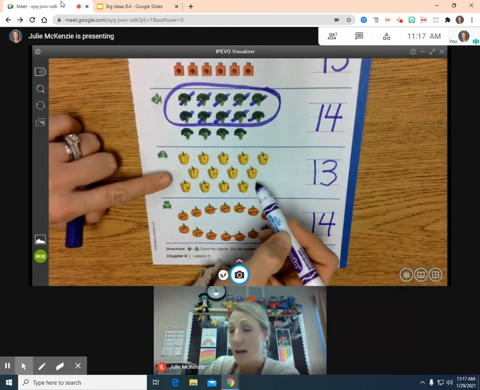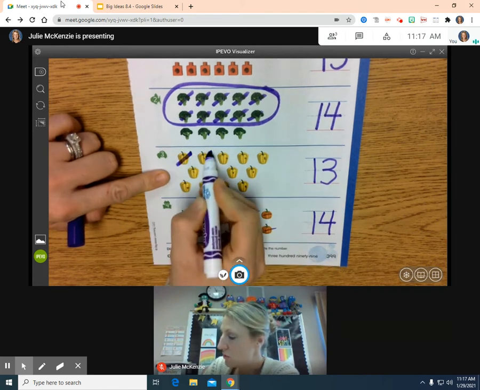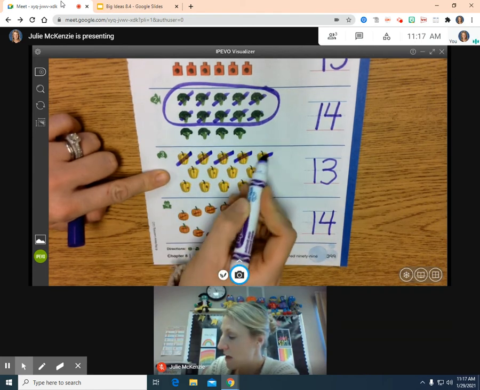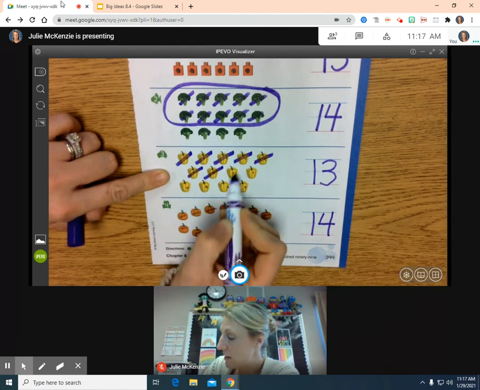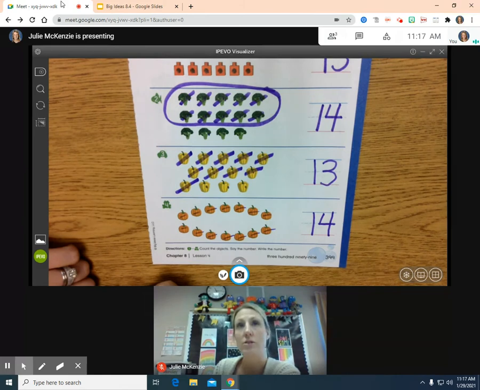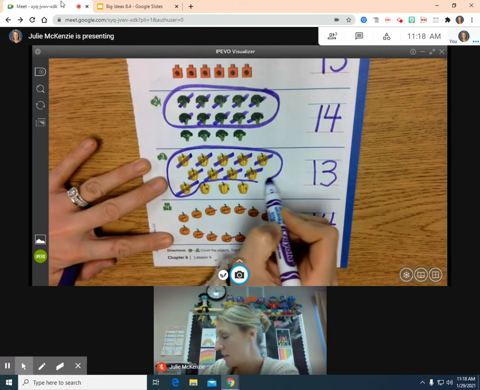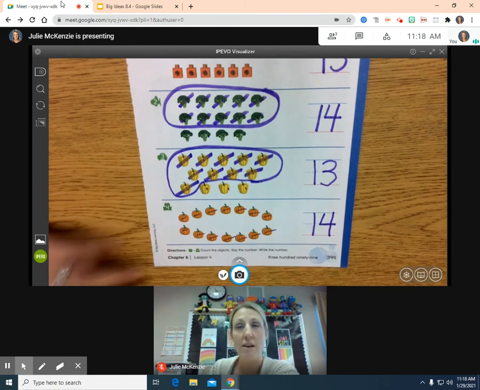Let's take a look at the yellow peppers. Let's circle a group of 10. 1, 2, 3, 4, 5, 6, 7, 8, 9, 10. So circle your group of 10. And look how many you have left over.